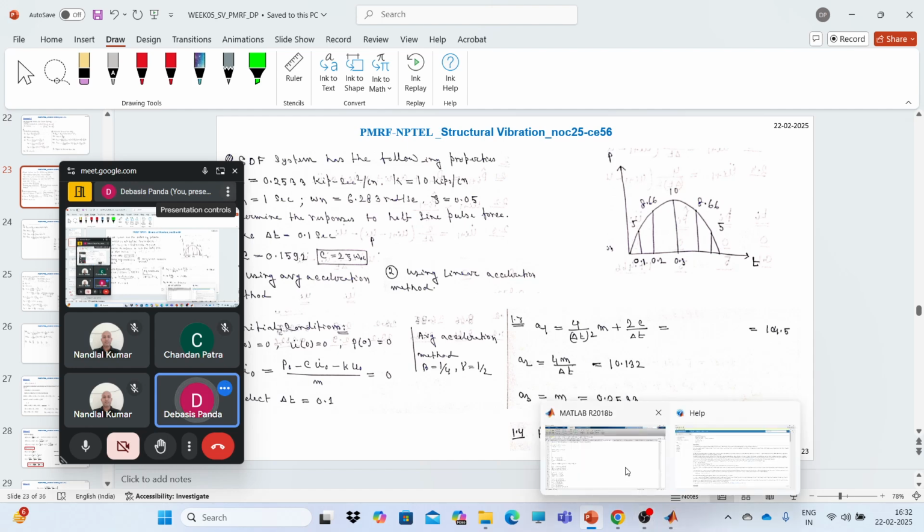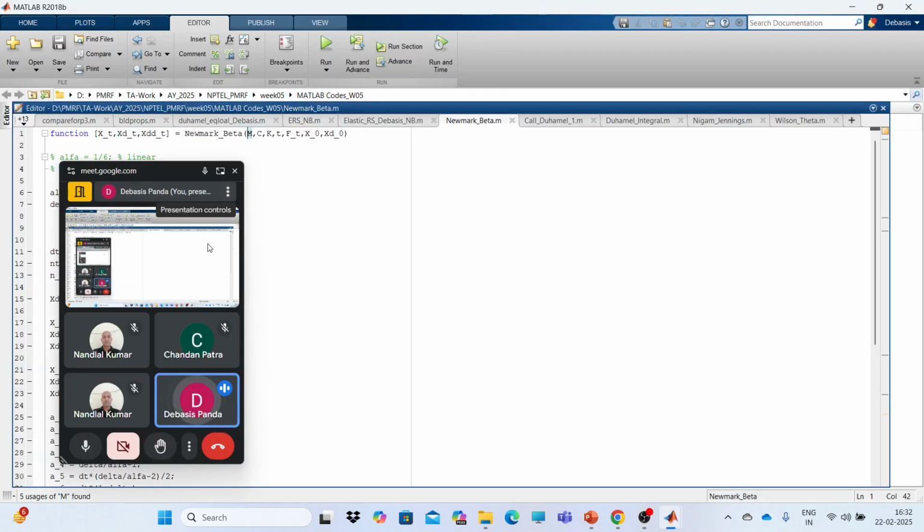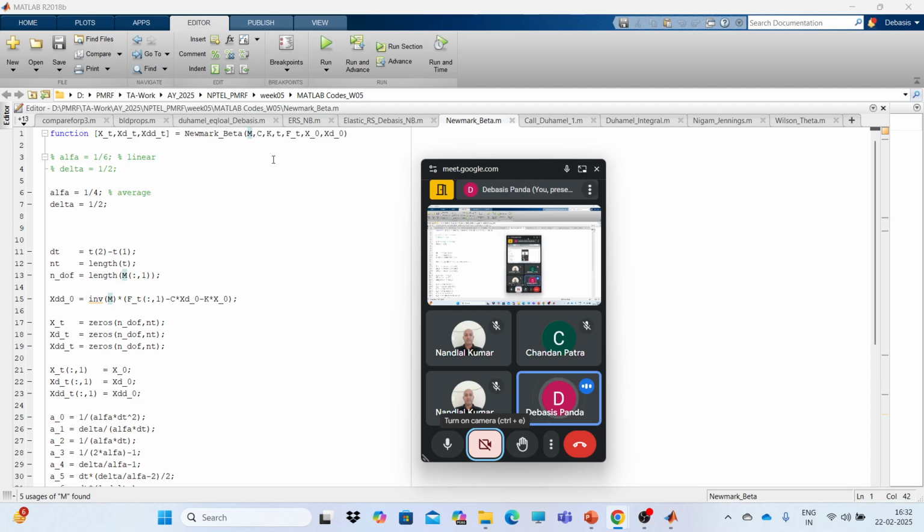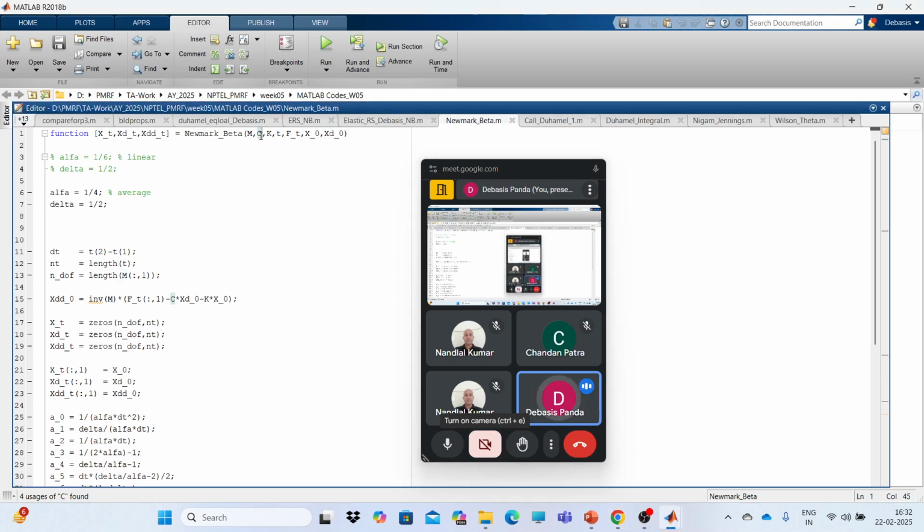Okay, so let's quickly code this Newmark-beta method. What we need to provide here again is the system properties, that means m, c, k, the time interval or time series, the forcing function, x0 the initial condition, and x dot 0. Now we need to provide alpha and delta, that means beta and gamma values.